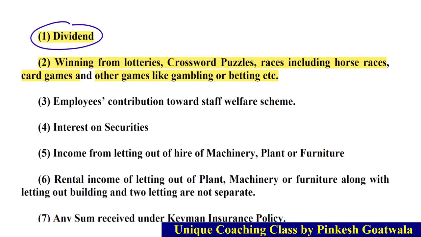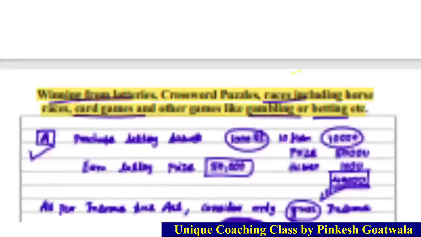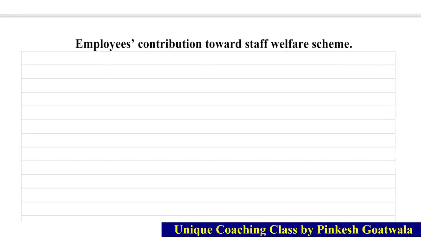Now the next point, that is the next income, employees' contribution toward staff welfare scheme. So let's see its rules. Employees' contribution towards staff welfare scheme. Suppose here A is an employer, meaning the owner of any firm or company, whatever.